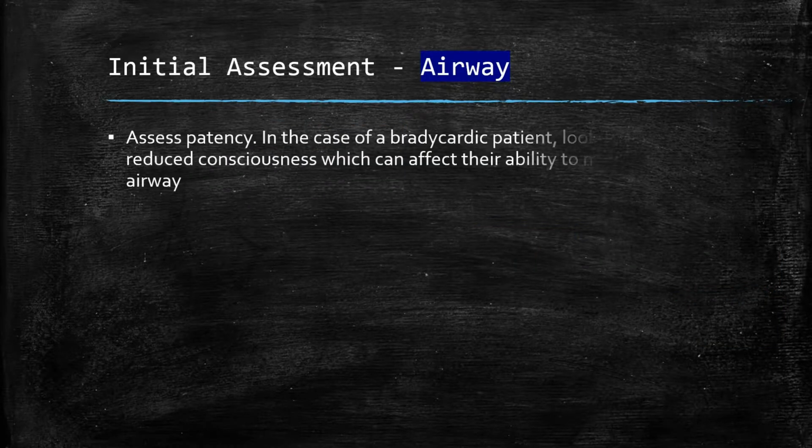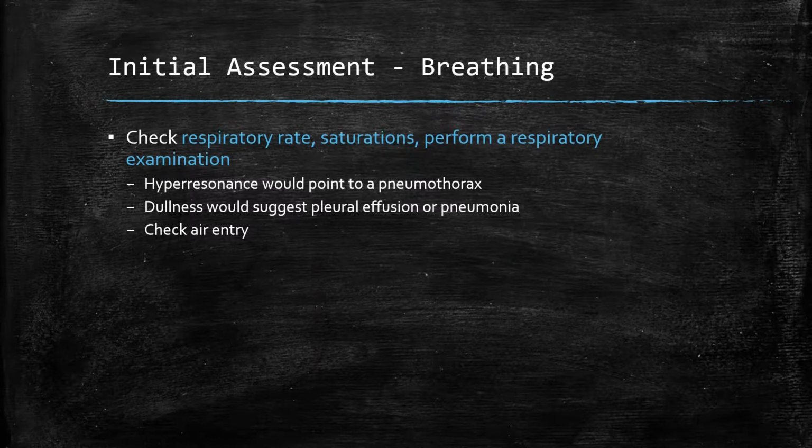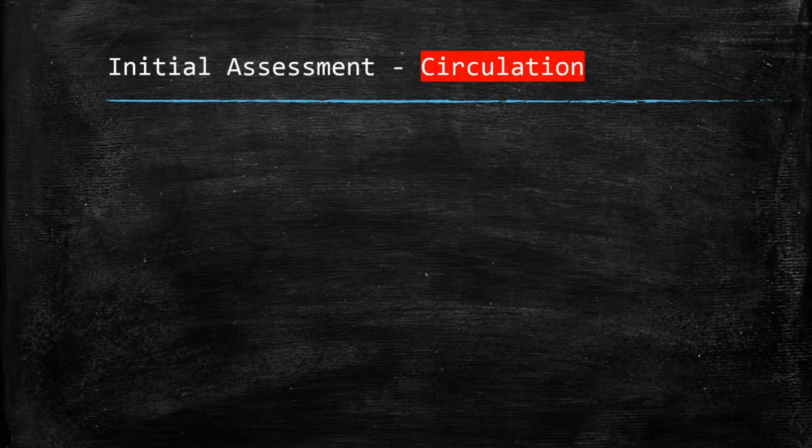Moving on to ABCDE of assessment. So we begin with the airway. This must be given special attention in a bradycardic patient, as they may have reduced consciousness, which may result in soft tissues occluding the airway. Breathing. We check the respiratory rate, saturations and perform a full respiratory examination. Exclude pneumothorax, pneumonia, checking air entry.